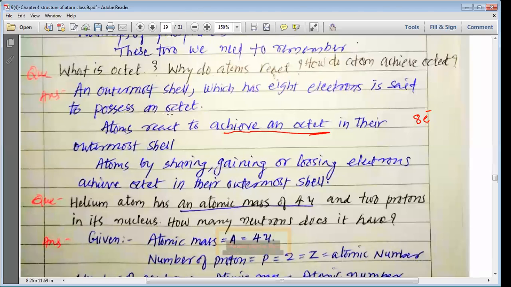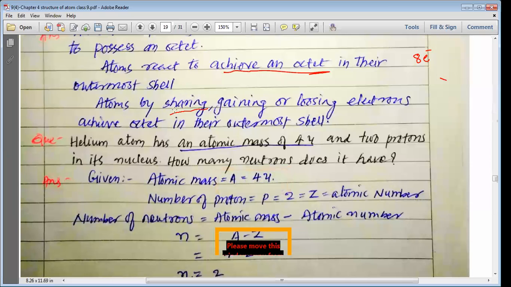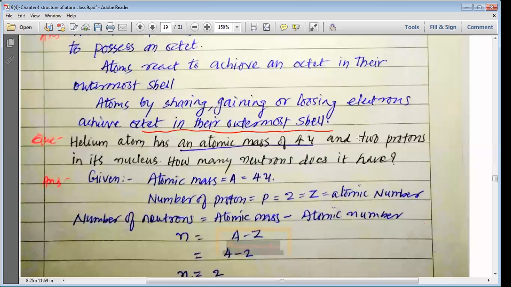How do they achieve octet? So atoms achieve it by sharing electrons, by gaining electrons and by losing electrons. These are the three ways. Atoms by sharing, gaining or losing electrons achieve octet in their outermost shell. Please remember, my dear students, that atoms by sharing, gaining or losing electrons achieve the octet.